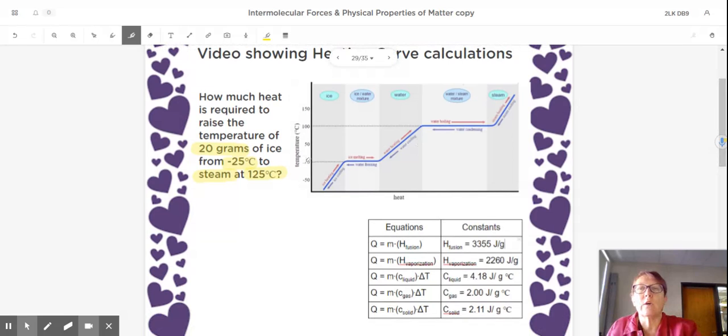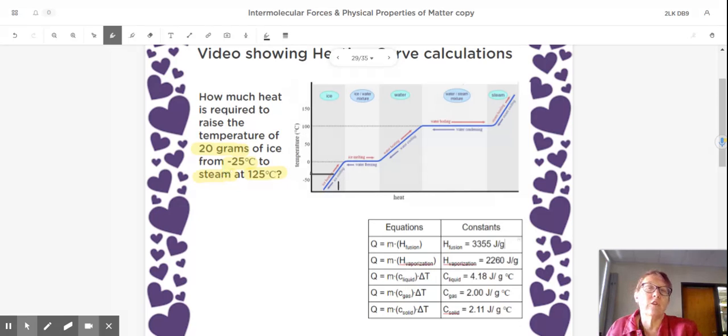This problem starts at minus 25 degrees Celsius. If I look at my heating curve, minus 25 is about right here. I'm going to call this leg one of my calculation, because we want to figure out how much heat it takes to take 20 grams of ice and make steam out of it. So that's going to be our first leg.